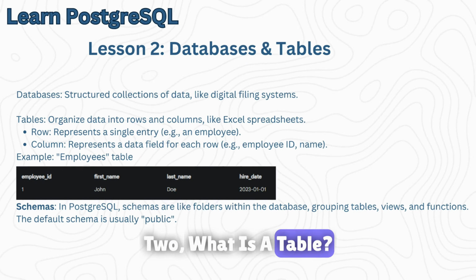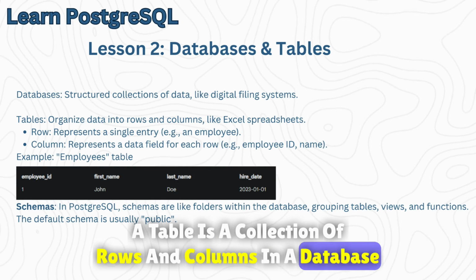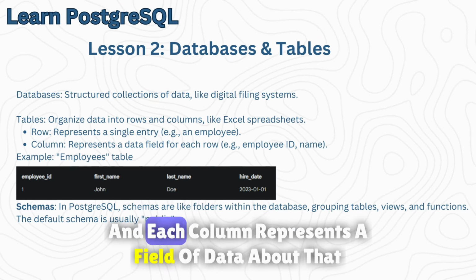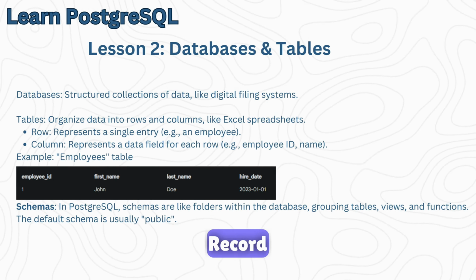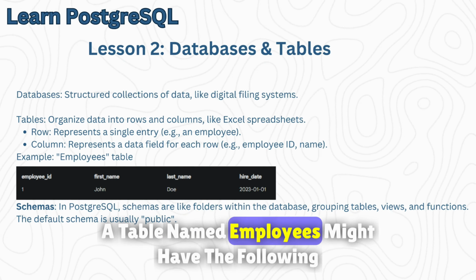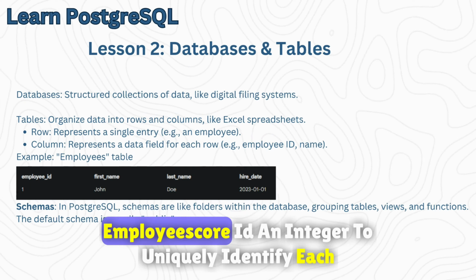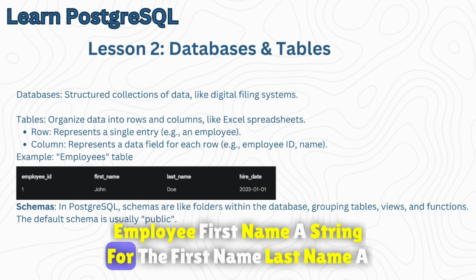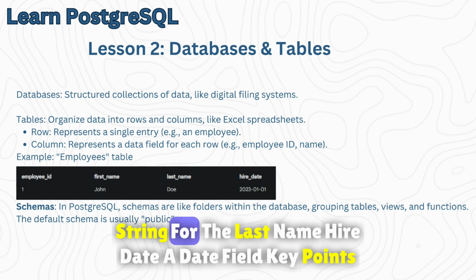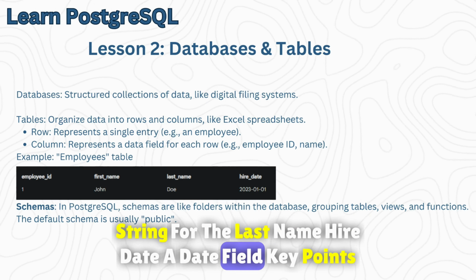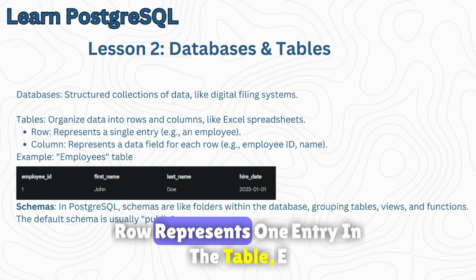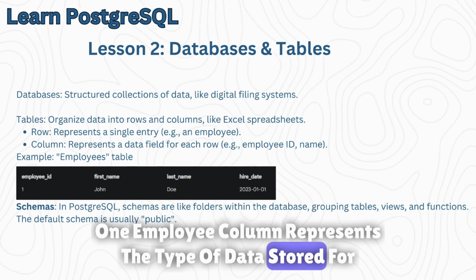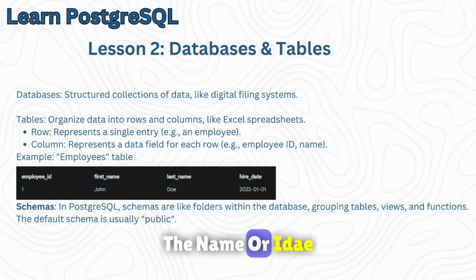2. What is a table? A table is a collection of rows and columns in a database. Think of it as an Excel sheet. Each row represents a single record, and each column represents a field of data about that record. For example, a table named employees might have the following fields: employee_id, an integer to uniquely identify each employee; first_name, a string for the first name; last_name, a string for the last name; hire_date, a date field. Key points: a row represents one entry in the table, e.g., one employee. A column represents the type of data stored for each row, e.g., the name or ID.